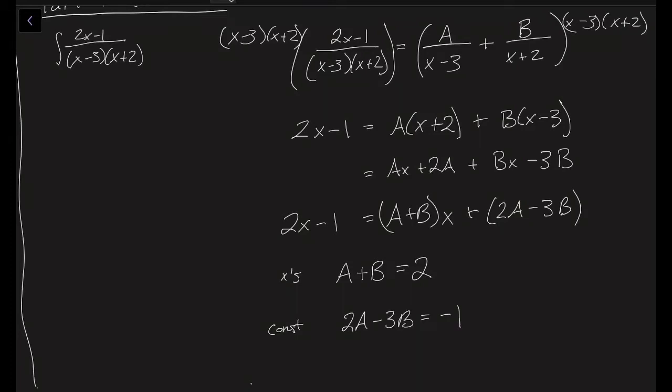So now we have a system of equations. We have 2 equations and 2 unknowns. So we can solve for A and we can solve for B, and that solution, if it exists, is unique.